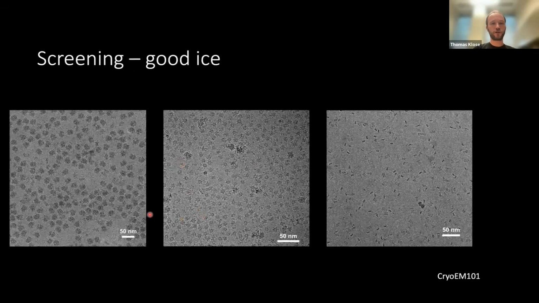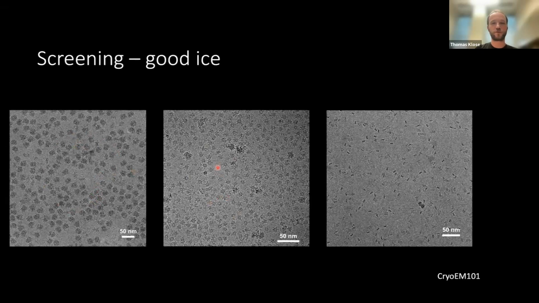So what you're looking for is good ice. So as I said, we want to see our particles. They should be fairly evenly distributed, and we should see them. So our ice is thin enough to actually visualize them. And there should be no overlap between the particles. So like in this area here, for example, they are slightly aggregated, which is not perfect, but this is what I would call a good example.